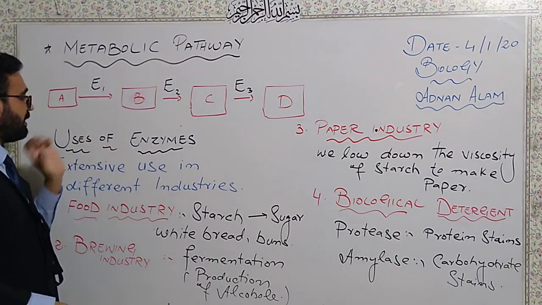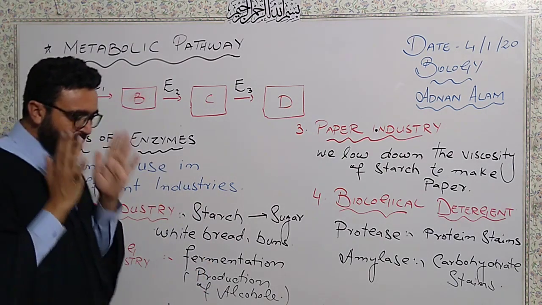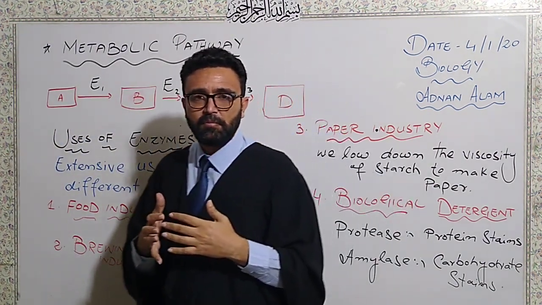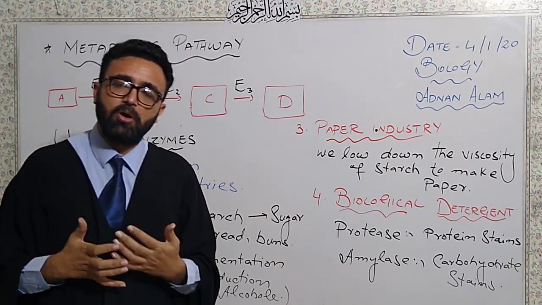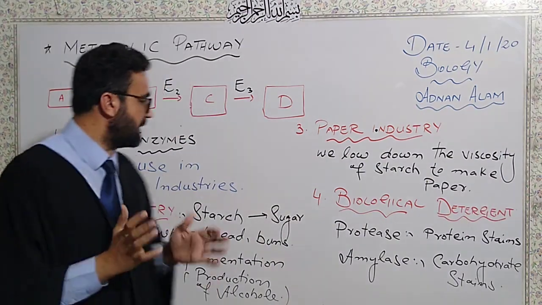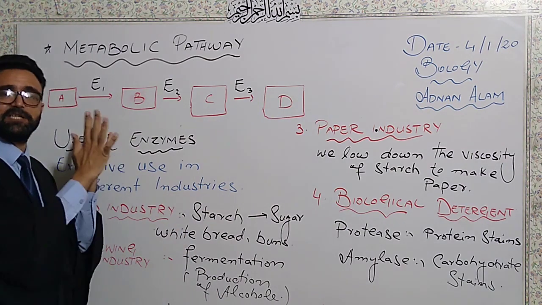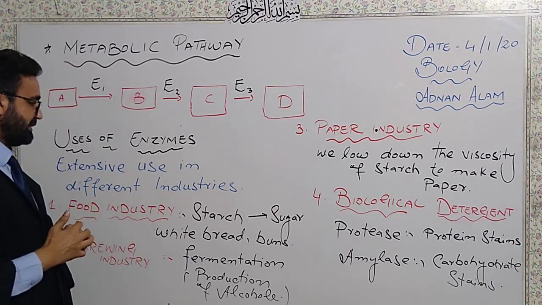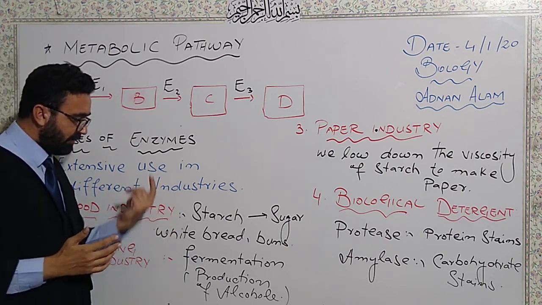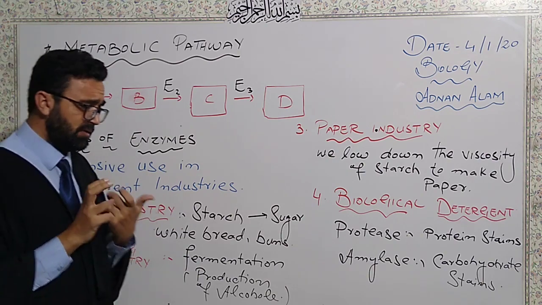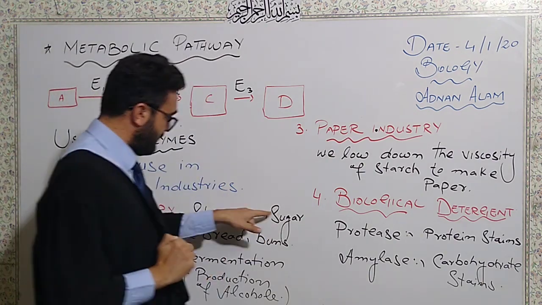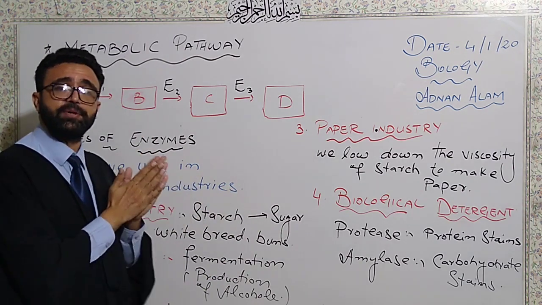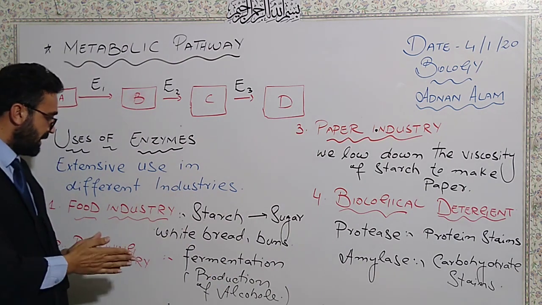The next topic is the uses of enzymes. Dear students, enzymes are not only very important for our body's metabolic activities and reactions, but they are also extensively used in different industries. Like in the food industry, they are used to convert starch into sugar. Usually amylase enzymes are used in this industry, which convert starch into simple sugar. White bread and buns are made this way.